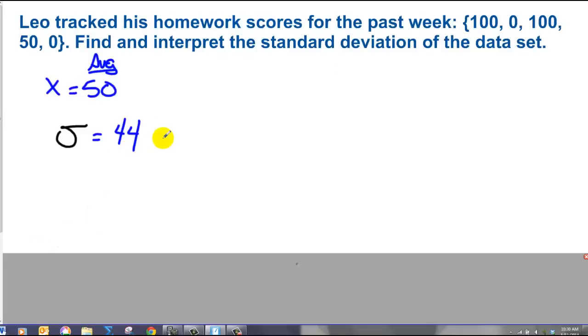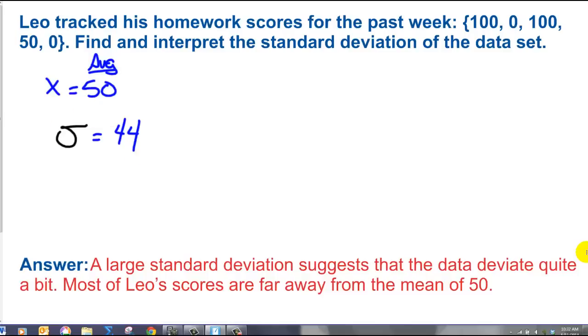Now that's a high number, which means the average of all the distances away from the average of all these numbers is very high. So these numbers are all spread out. They're not really closely related to the average. And our answer states pretty much that. A large standard deviation suggests that the data deviates quite a bit from the mean. So Leo's scores far away from this mean of 50 indicate that the data is not compact.